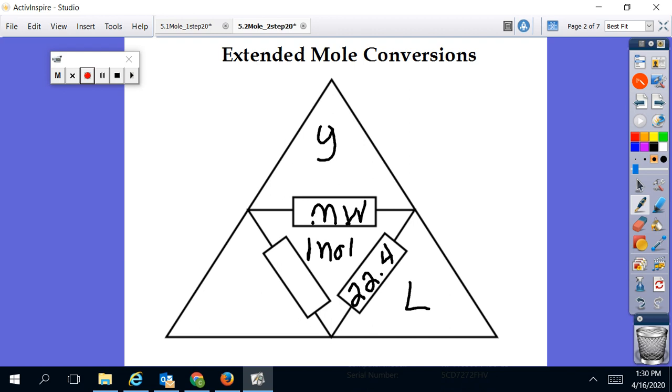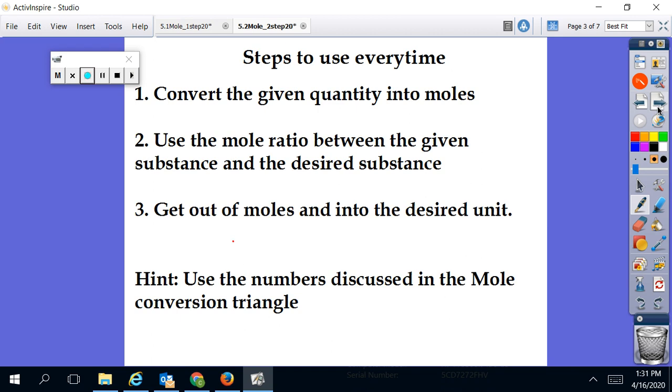And then the third thing is if we want to go to particles, which would be molecules or atoms, we would use Avogadro's number, which is 6.02 times 10 to the 23rd particles equals 1 mole. And again, that number is also on page 1 of your periodic table, your North Carolina reference sheet. So we need to know this mole triangle and how to use it to do two-step mole conversions. Let's review our steps again.